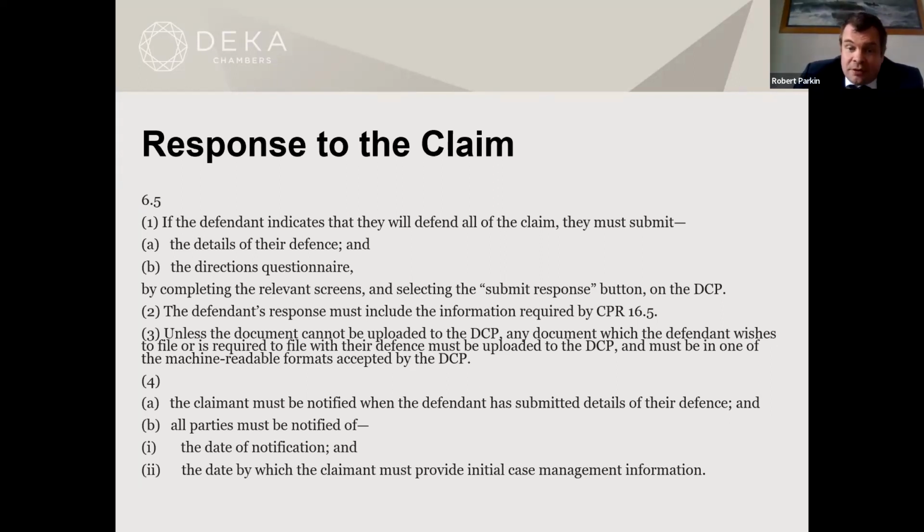Unless the document cannot be uploaded to the DCP, any document which the defendant wishes to file or is required to file with their defence must be uploaded to the DCP. Again, straightforward enough. We've dealt with that before. The claimant must be notified when the defendant has submitted details of their defence.